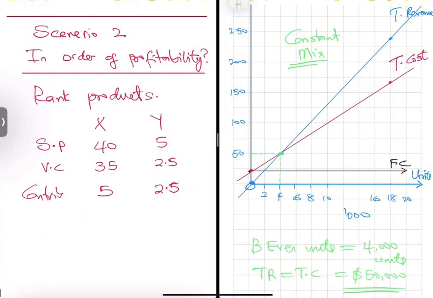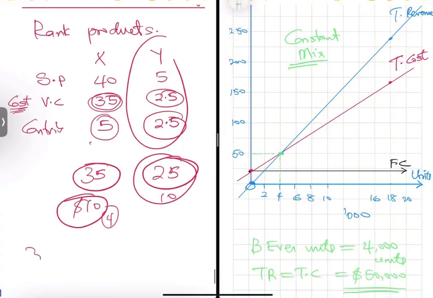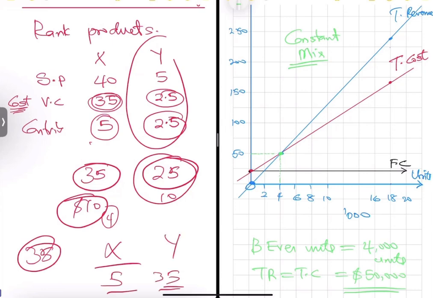Think about it. This is your cost, right? If you spend $35, you will get $5. But if you spend $2.5, you are getting the same $2.5. So if you have $35, where should you invest it? Is it in X or in Y? Y. Exactly. So if you have $35 and you spend it on X, you get $5. You spend it on Y, you get $35. So which is the better investment? Obviously, Y.